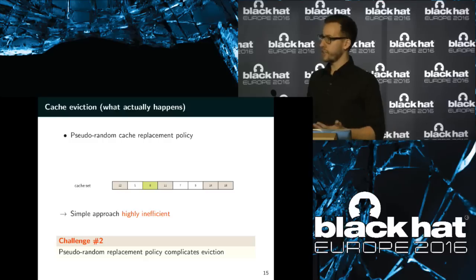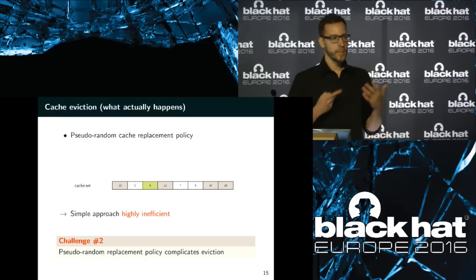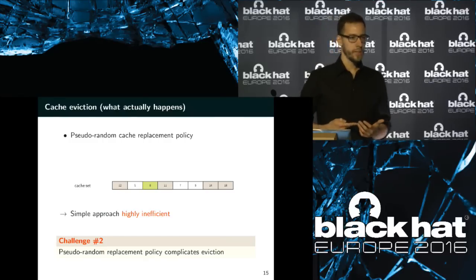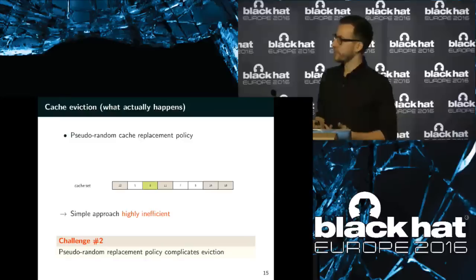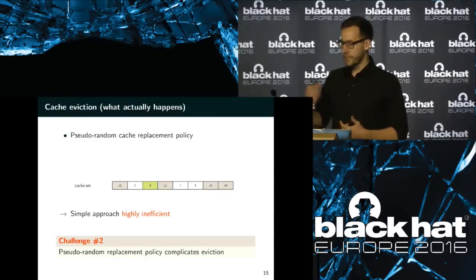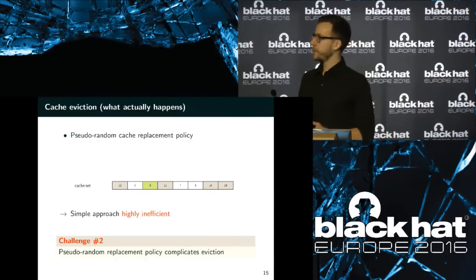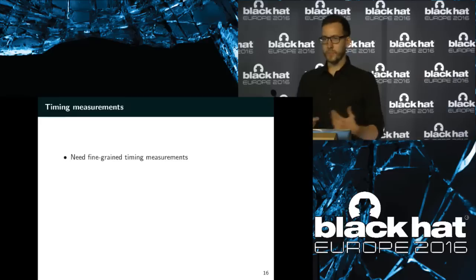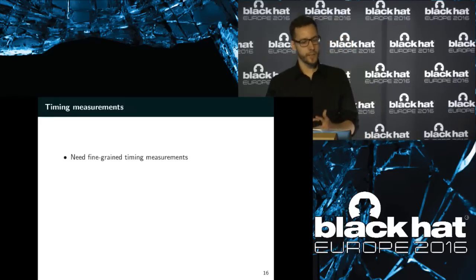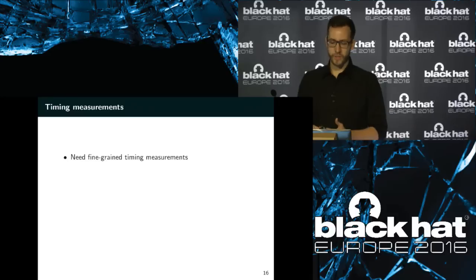So the second challenge is that we have to take care of the pseudo-random replacement policy to find a nice way to evict the address still out of the cache in a fast way. The second thing that we need to mount such cache attacks is we need to be able to measure the time it takes to load the address.